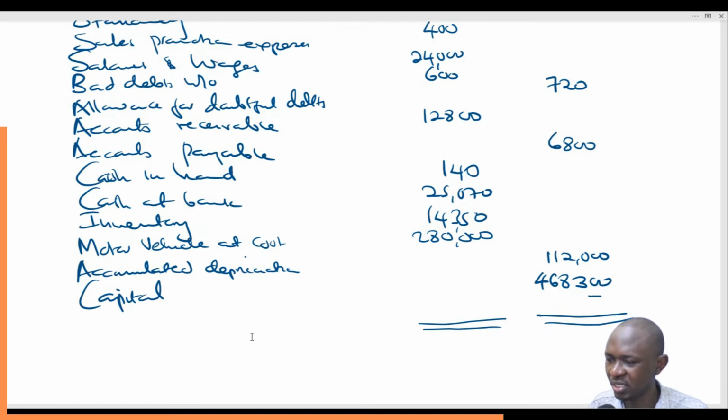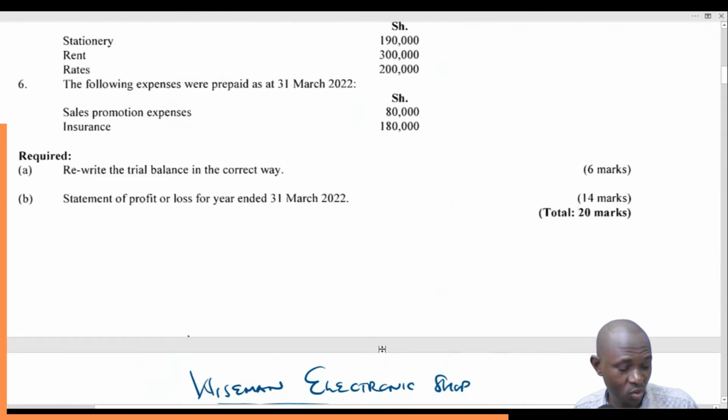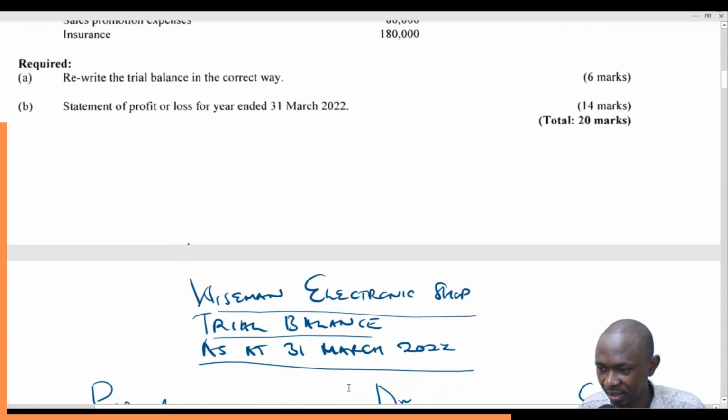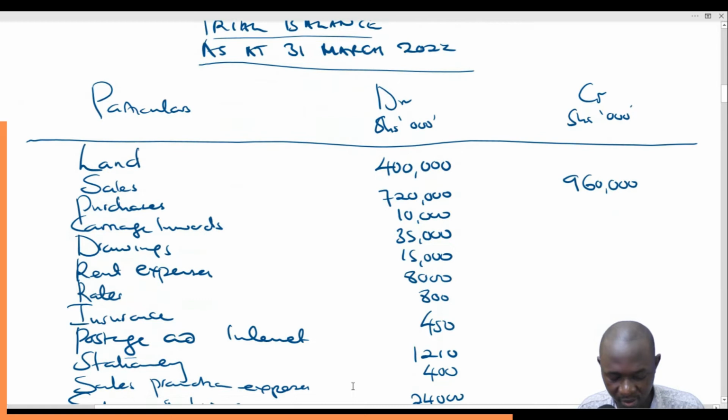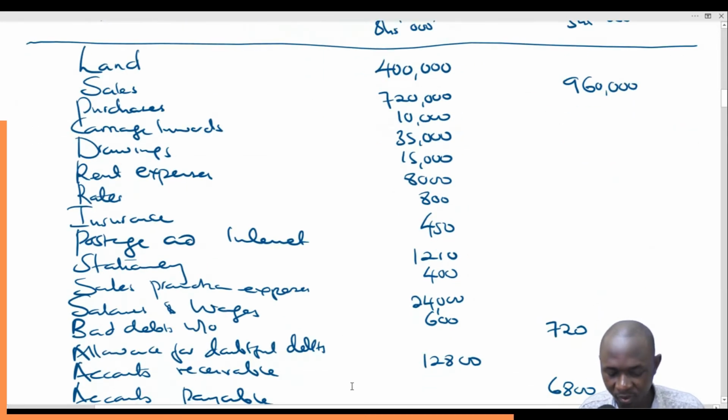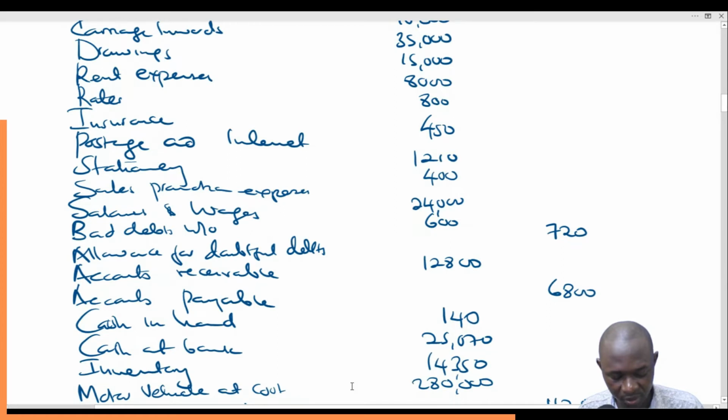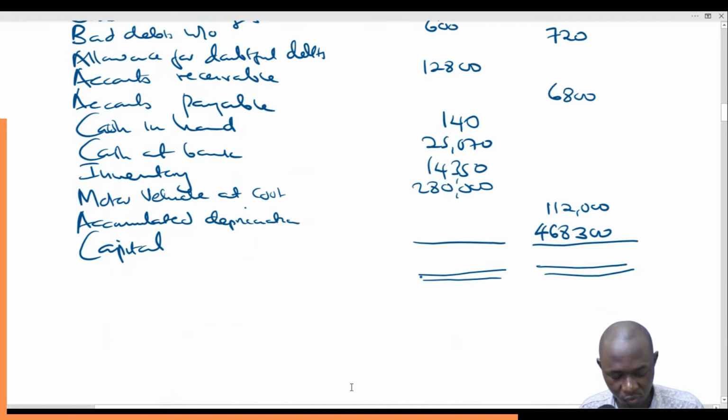So let's get the total and see if the two sides will agree. If they don't agree, it means there's a problem somewhere. Either we have posted wrongly, or maybe there are errors that were made. 960,000 plus 720 plus 68 plus 112,000 plus 468,300. That gives us 1,547,820.